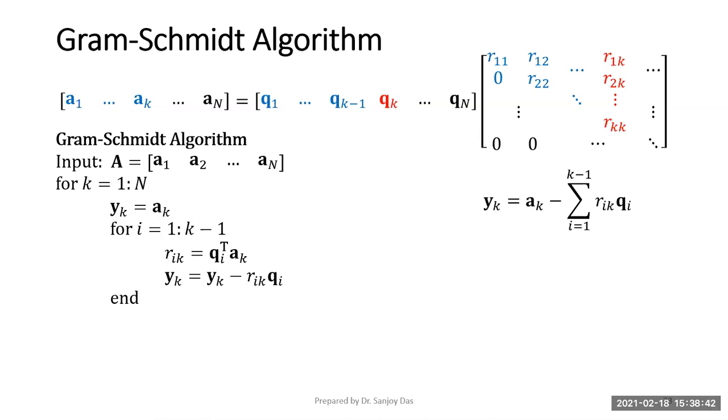What will be the last step outside this for loop? Compute RKK. RKK will be equal to the norm of YK, right? And QK will be YK divided by RKK, right? Because QK and YK will be in the same direction. So RKK is the L2 norm of YK, and QK is YK divided by RKK. End. This is the basic Gram-Schmidt algorithm.